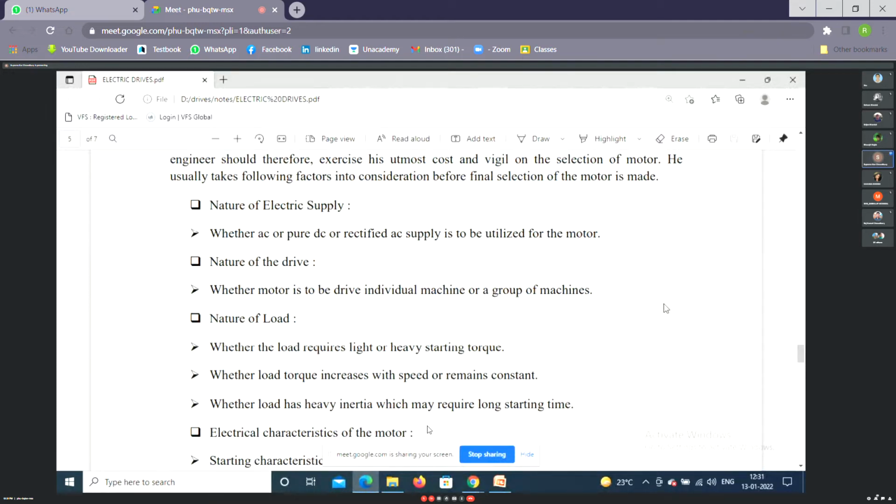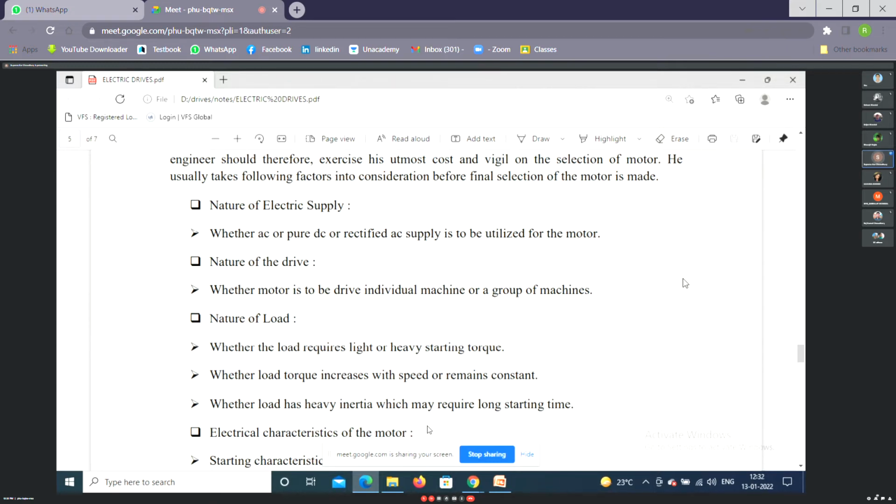First of all, the nature of electric supply, that is, what type of supply is available. It is not only AC or DC, but whether rectified supply, or the voltage and frequency level, all will decide which motor has to be used. Then the nature of the drive, whether the motor is to drive an individual machine or a group of machines, that will decide the motor characteristic required.